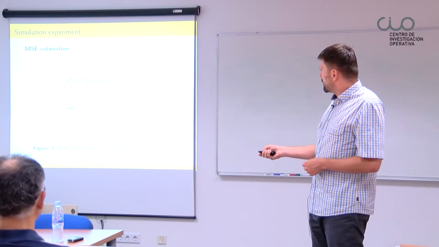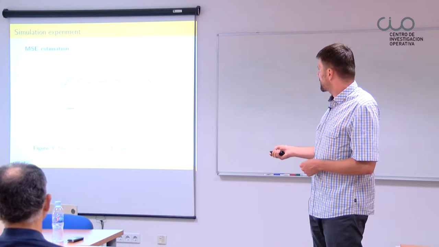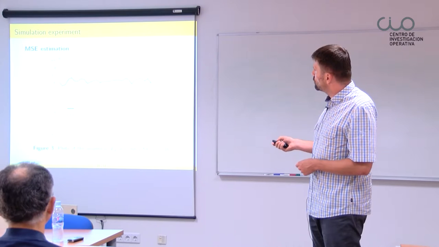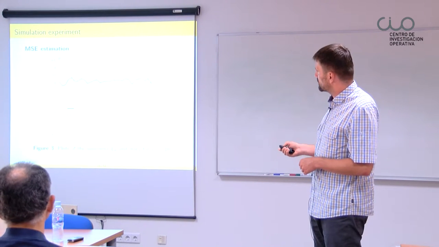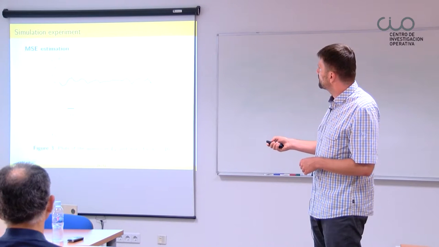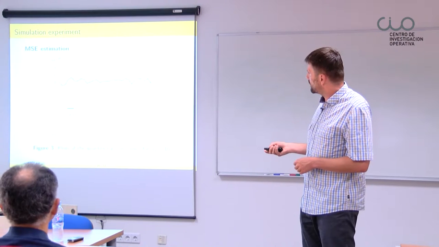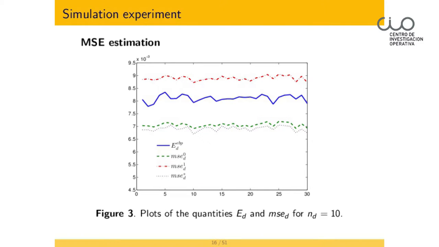Now, here I have small areas, so we have 30 areas, 30 domains, and what we can see is that the blue line is the mean of the true error we examine in the simulation. So this is something like the true quantity. The three remaining are the estimates. Let me start with this one. This is the analytic estimator without bias correction. We can see we are slightly underestimating the mean square error.